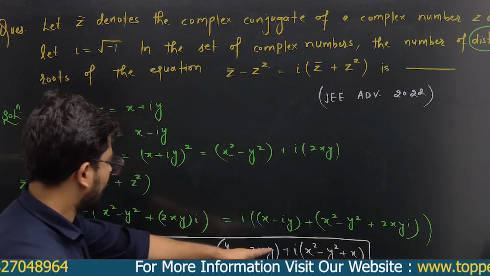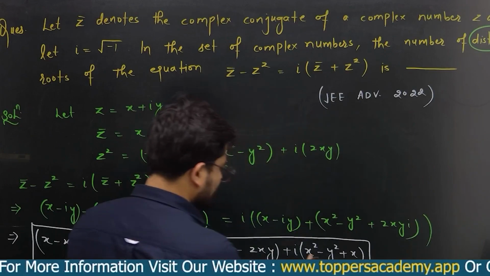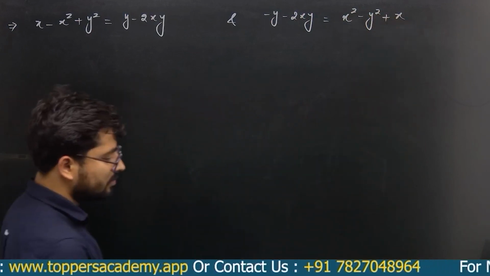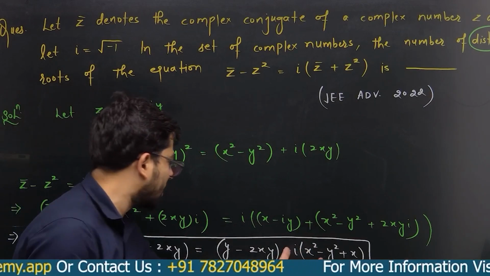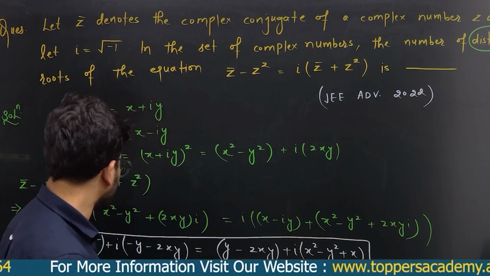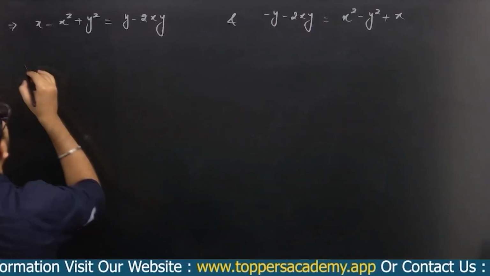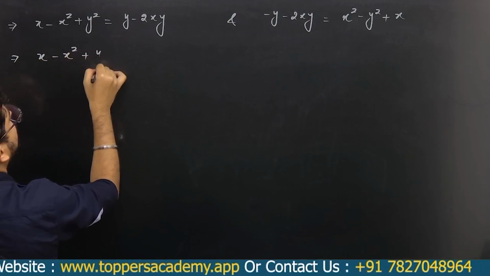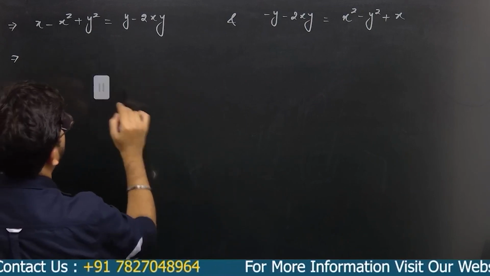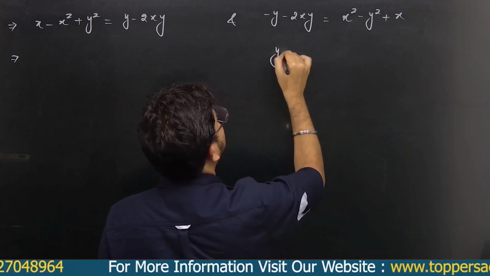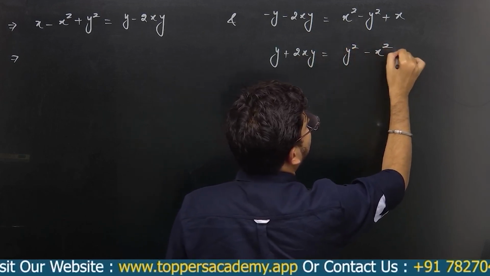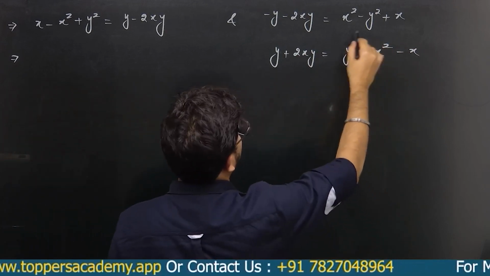Is equal to x square minus y square plus x. Okay everyone, clear? When you simplify, you'll get y minus 2xy here, and this one is here. Clear everyone? Now sir, next thing, when you simplify, you can say this is x minus x square plus y square is equal to y minus 2xy. Or you can put the value here. You can say from here you can find the value like this. When you multiply, you can say y plus 2xy is equal to y square minus x square minus x. Yes, so you can find the value of y square minus x square.